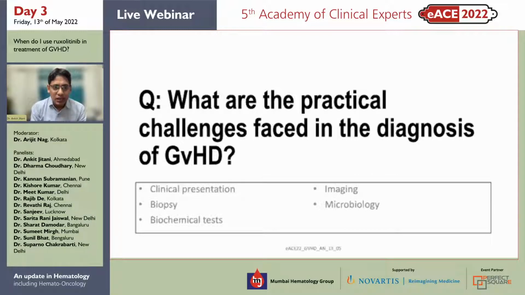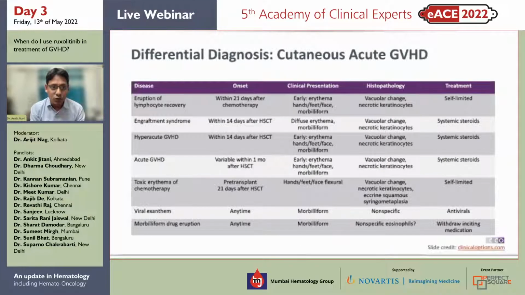For biopsy, the threshold for biopsy in skin and gut GVHD is relatively low. We do take into consideration the biopsy for skin and gut GVHD, both upper and lower. For liver, definitely it's a challenge to obtain biopsies. Imaging, yes, ultrasound, the threshold for ultrasound is very, very low. It can pick up, or rule out for that matter, VOD in the initial part.